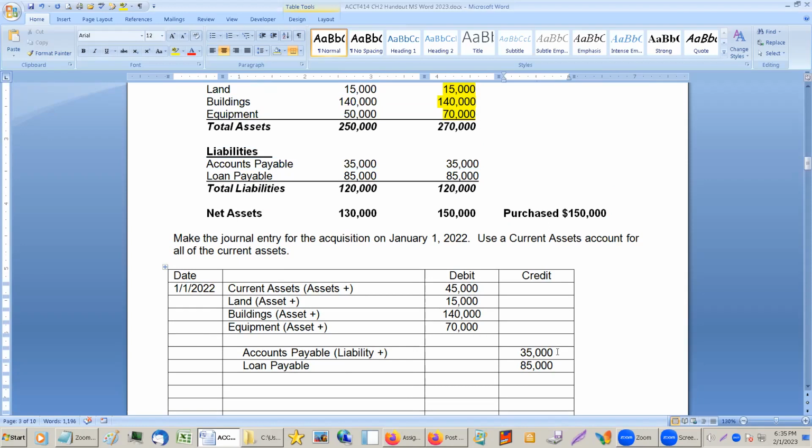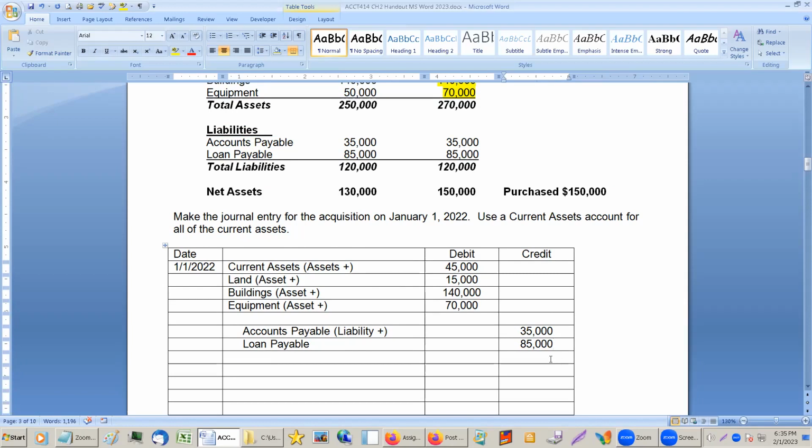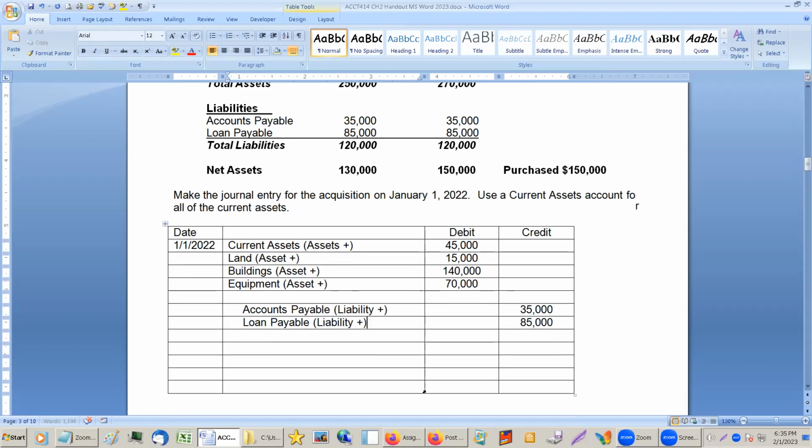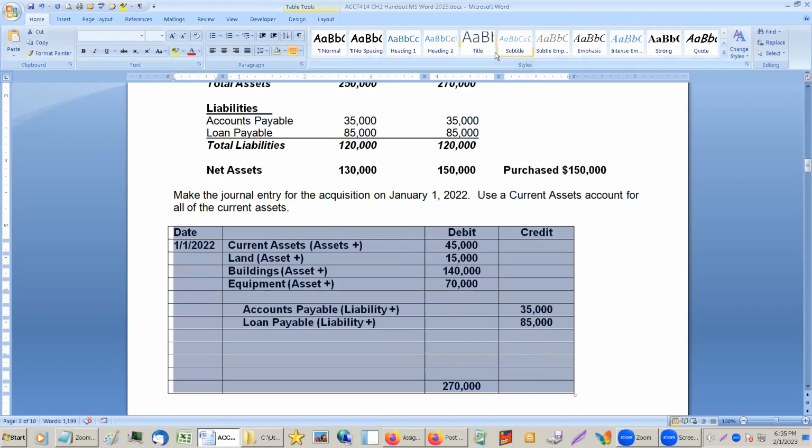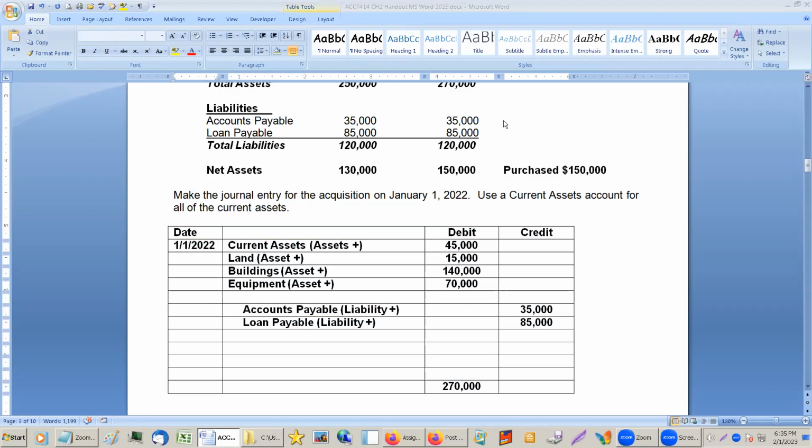So you can tell right now these two sides don't equal. What other account do we need? So far, we have 270 over here. A goodwill account? Not on this one. Yeah, Irma is right. Cash.